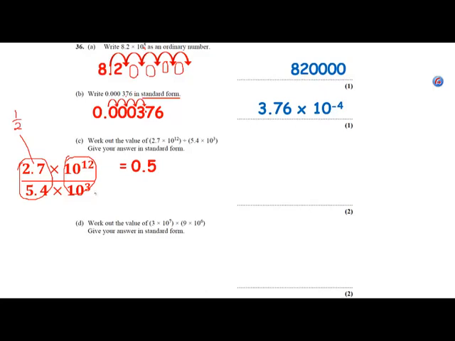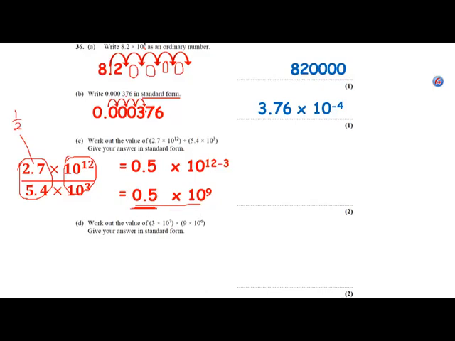Because I'm dividing here, I subtract the powers. 12 take away 3. Okay, that's how I got that bit there. 12 take away 3. You should be very, very familiar with that. Let's work it out. 0.5 times 10 to the 9. Now, this is not in standard form, and the reason for that is the first part of the number needs to be between 1 and 10, as I've kept on saying, not including 10, but it needs to be in that range.